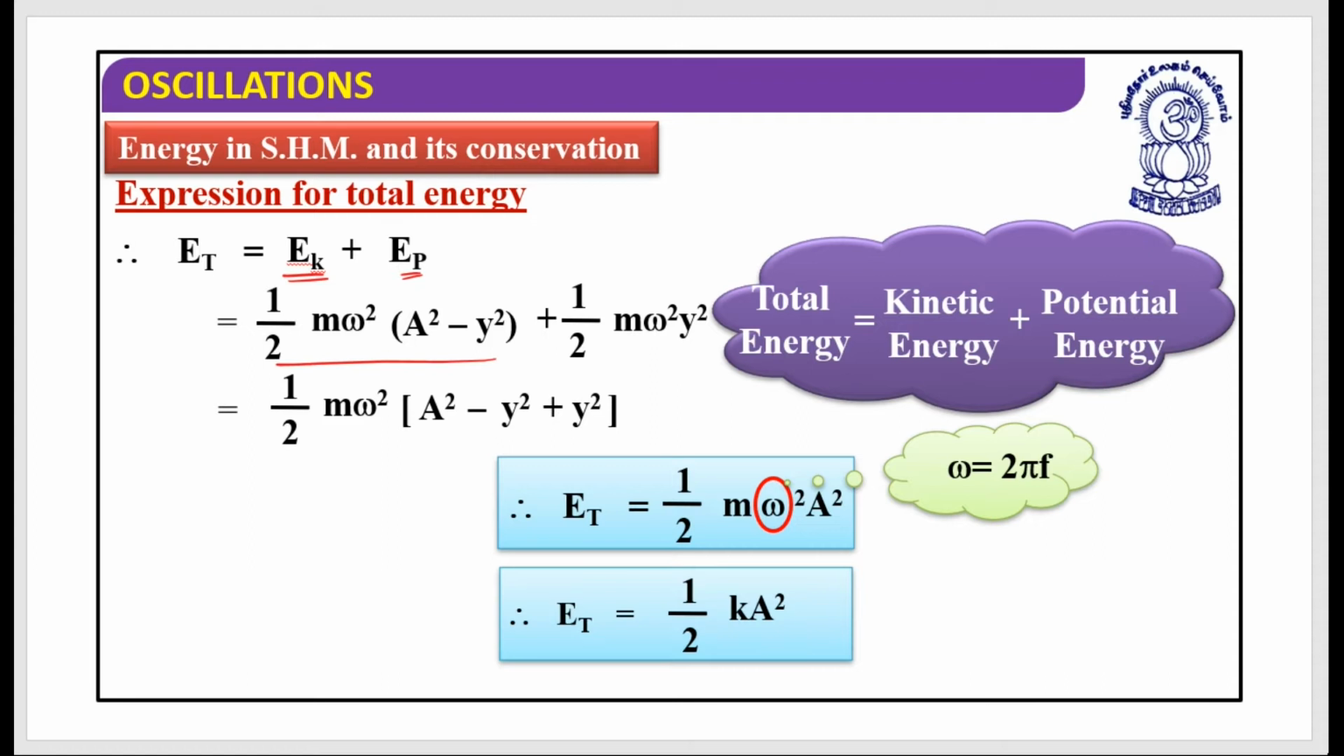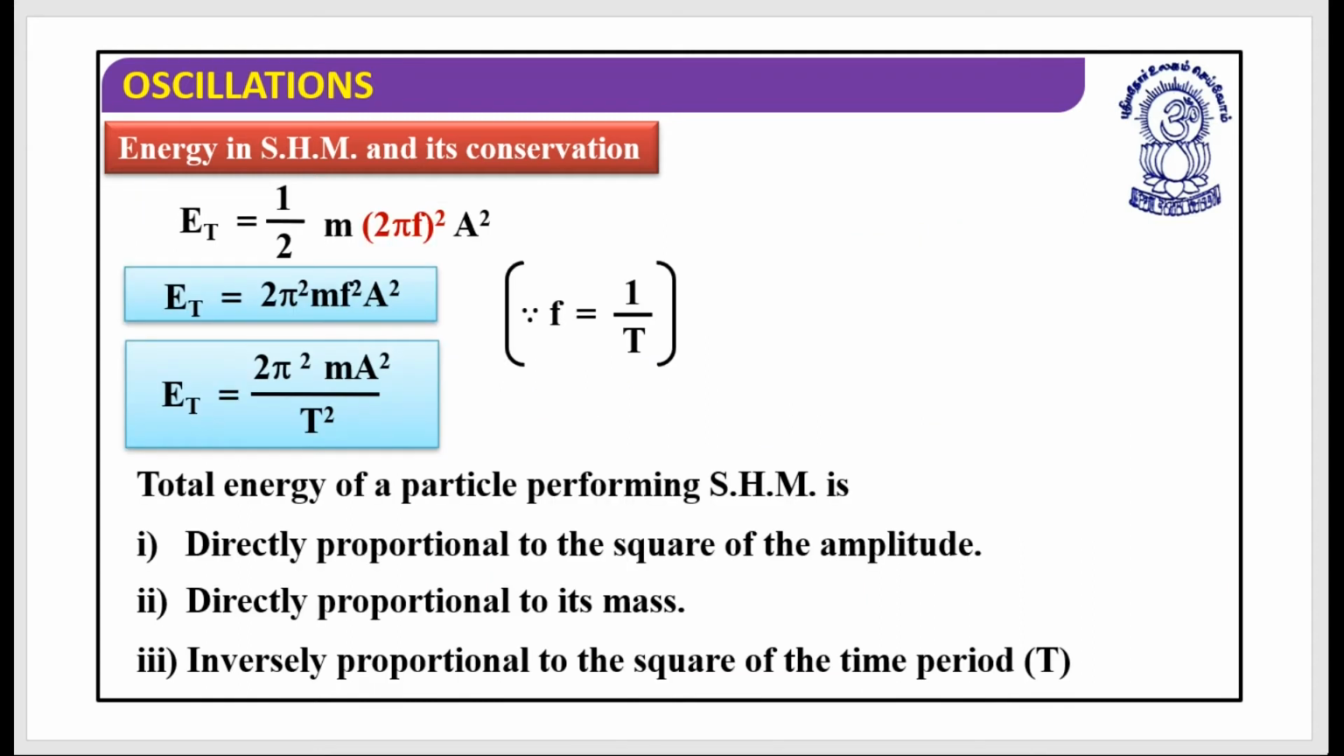Kinetic energy is equal to half m omega square into bracket a square minus y square. Potential energy is half m omega square y square. So the total energy is kinetic energy plus potential energy. If I add these, it's half m omega square into bracket a square minus y square plus y square. The y square terms cancel, and this is equal to half m omega square a square. This m omega square could be replaced by k, and this is equal to half k a square. I hope this is clear.